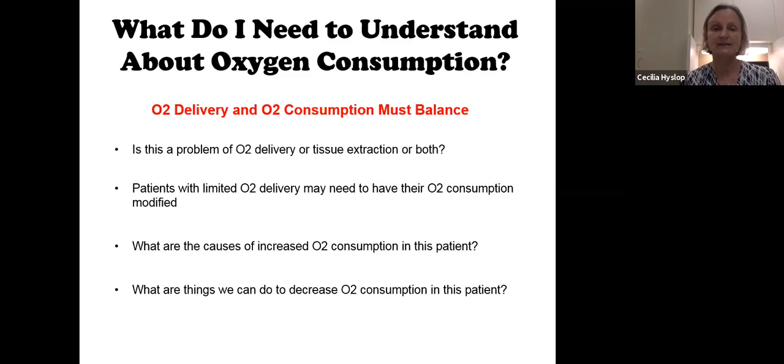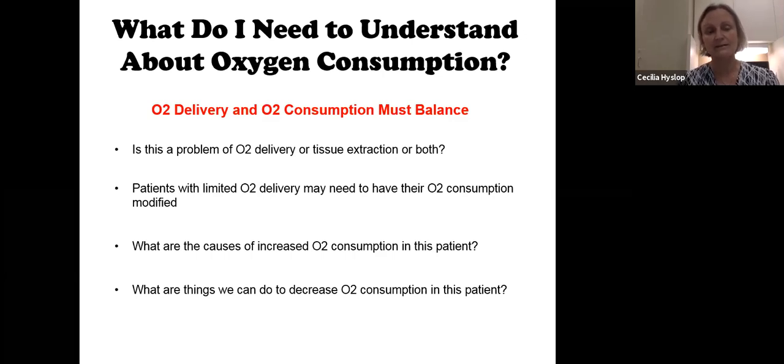So what do I need to understand about oxygen consumption? Oxygen delivery and oxygen consumption must balance. We can't have a poor oxygen delivery or a too high oxygen consumption. They need to be balanced in order to have a good lactate and a good mixed venous oxygen saturation.